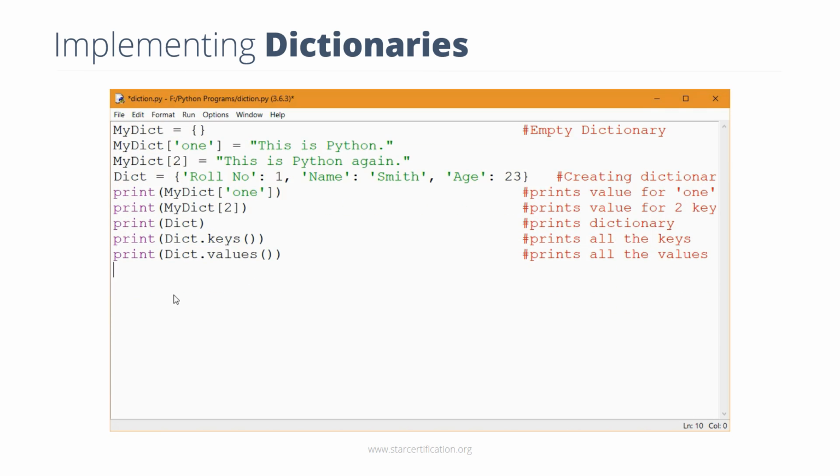This program on the screen shows the implementation of dictionaries. The first line indicates an empty dictionary. The second line indicates the key value for 1. The third line indicates the value for key 2. The next line creates another dictionary named as dict.